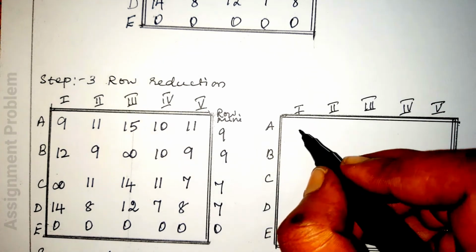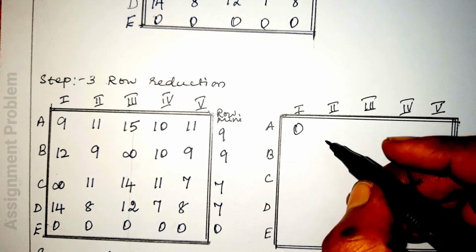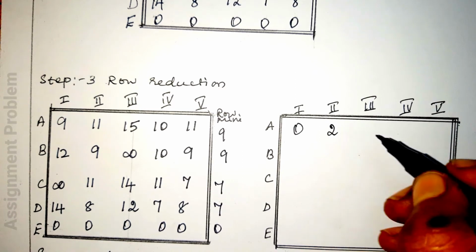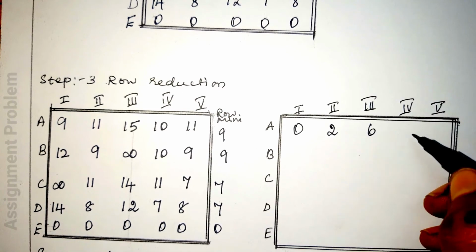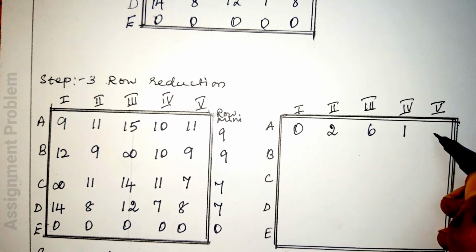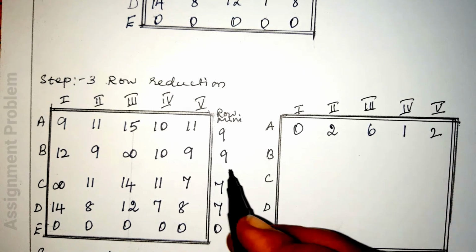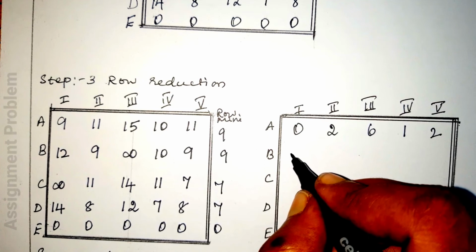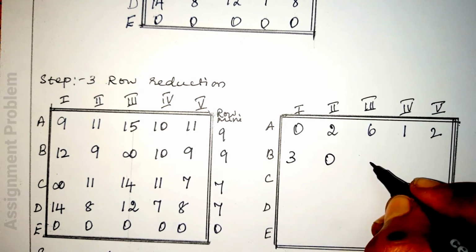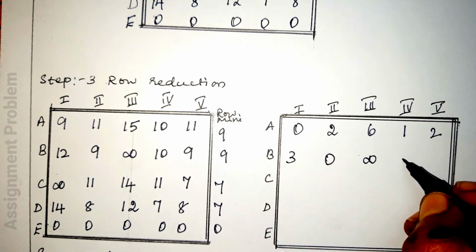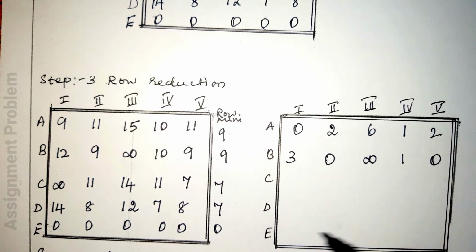First row, 9 minus 9, 0. 11 minus 9, 2. 15 minus 9, 6. 10 minus 9, 1. 11 minus 9, 2. Second row, 12 minus 9, 3. 9 minus 9, 0. Infinity. 10 minus 9, 1. 9 minus 9 is 0.